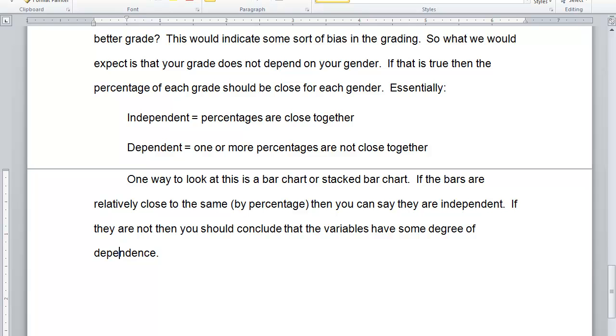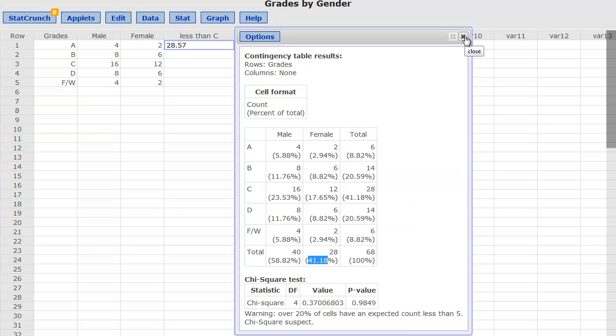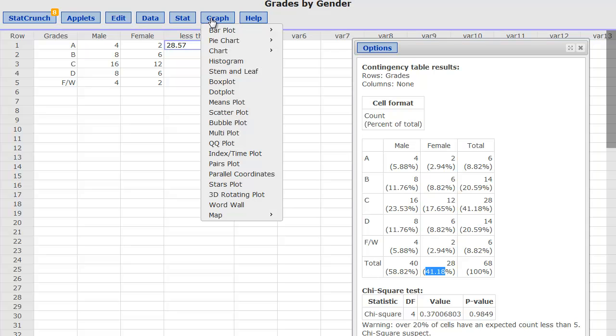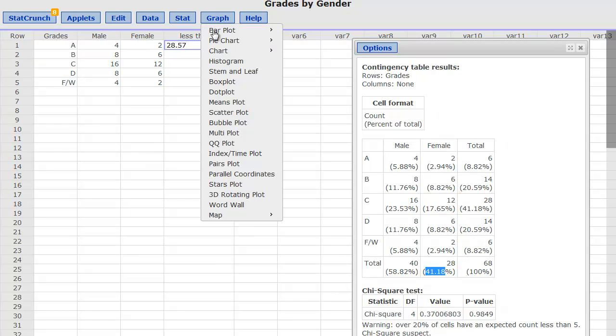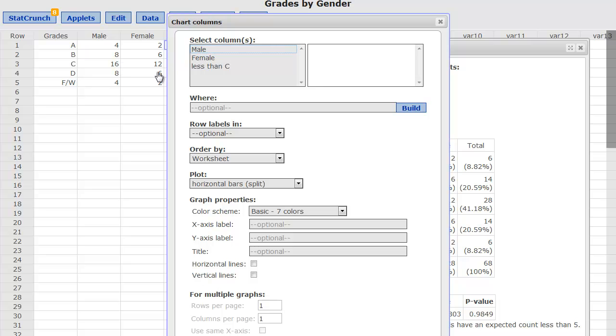So how do I do that? Now, this took me a minute to do, so I want to help you save some time and effort here, okay? If you go to graph and you try to do the bar plot with either the data or the summary, you'll only be able to look at either males or females, but not both at the same time. It turns out that under graph, what you want to do is a chart. And you want to look at the charts for the different columns, right? Because I have these guys here, right? And so I'm going to use male and female. The row labels are going to be my grades. And of course, it defaults to horizontal split, but I actually prefer vertical bars.